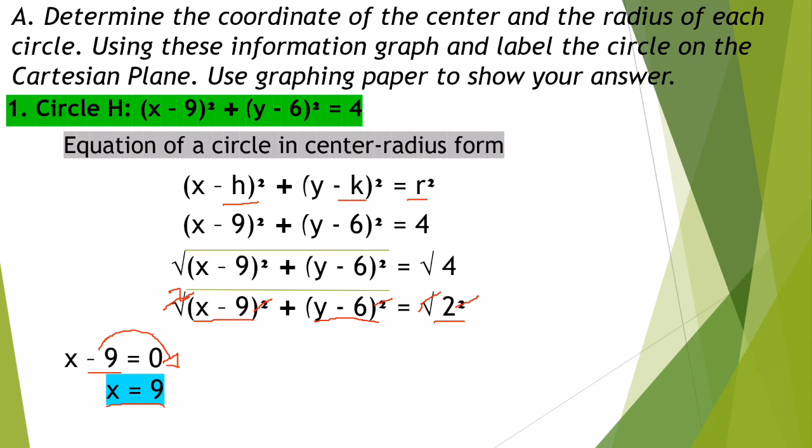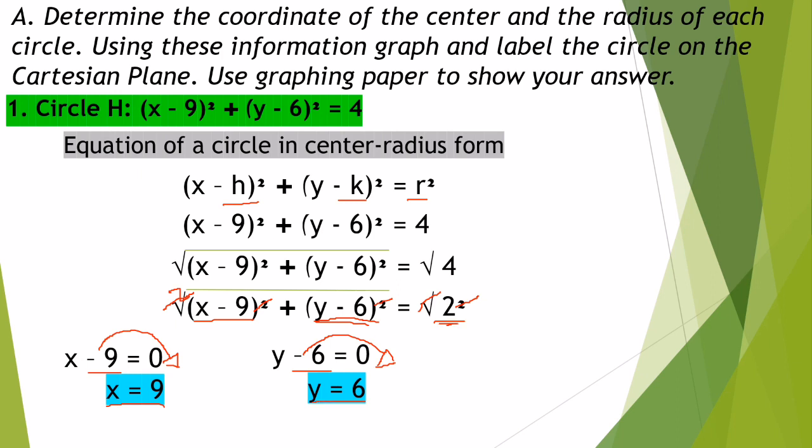At ang coordinate naman ni y ay makukuha natin siya sa pamamagitan ng pag-equate din natin ng 0. So, y - 6 = 0. The same lang ang step. Ililipat natin si negative 6 over equal sign para mag-isa lang si y at makuha natin ang kanyang value. So, kung ililipat natin si negative 6, magiging positive 6 na siya. Kaya meron tayong y = 6.